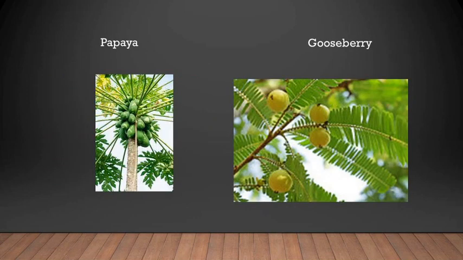The picture on your left is papaya. Yes, the name remains the same in Hindi as well as Marathi. It's papaya. The picture to your right is called gooseberry. Did you identify what this plant is? Okay, very good. Yes, gooseberry is amla. It's called gooseberry.